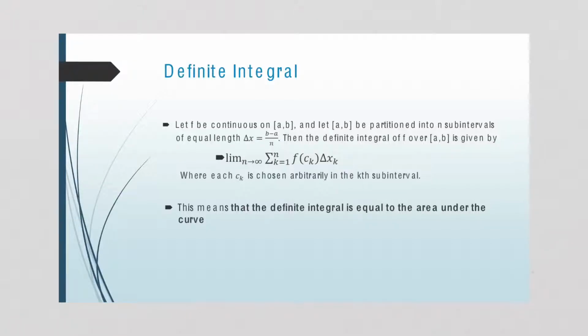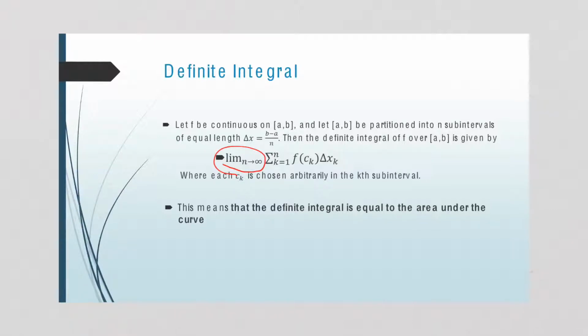Now, where does the definite integral come from? If f is continuous on the closed interval, and the closed interval is partitioned into n subintervals of equal length, b minus a over n, then the definite integral of f over a, b is given by this limit. And it's the limit as n goes to infinity, so that we can talk about how many rectangles I want. I want as many rectangles as possible to get the best approximation possible.